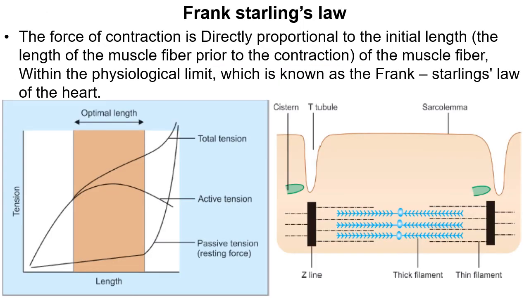Another important characteristic feature shown by cardiac myocyte is the Frank-Starling law, or relationship between the initial length of the muscle and the tension developed in it. According to Frank-Starling law, the force of contraction is directly proportional to the initial length of the muscle fiber within physiological limits, which means that as the initial length of the muscle increases, the force of contraction increases. Now, why does this happen?